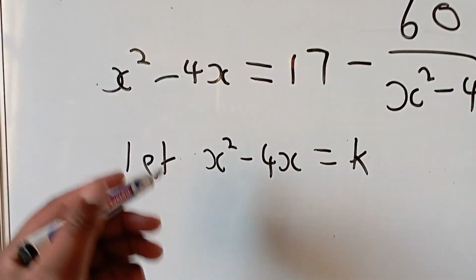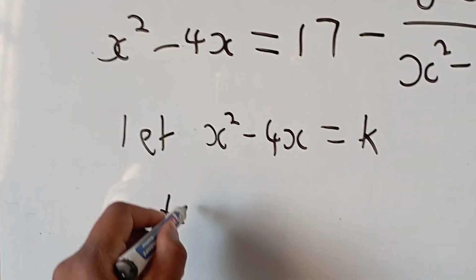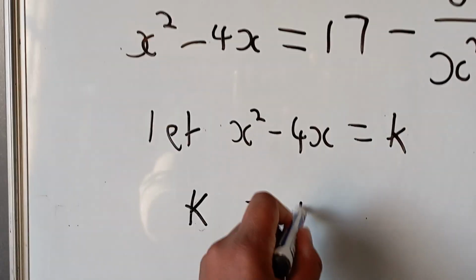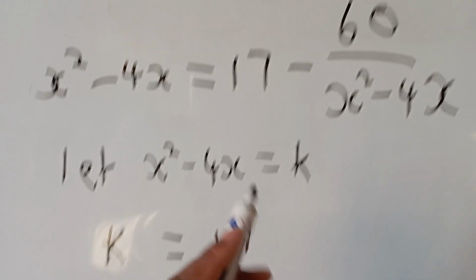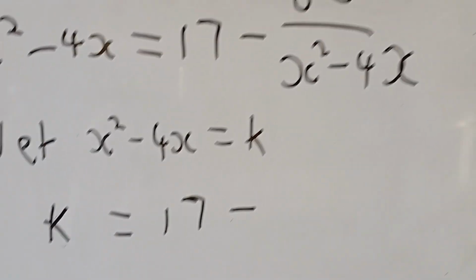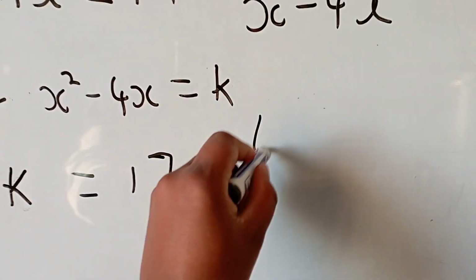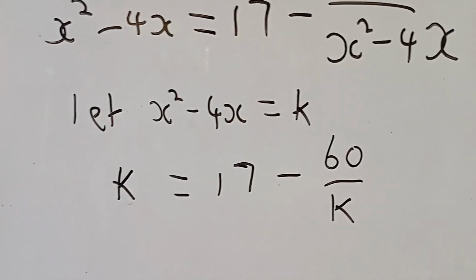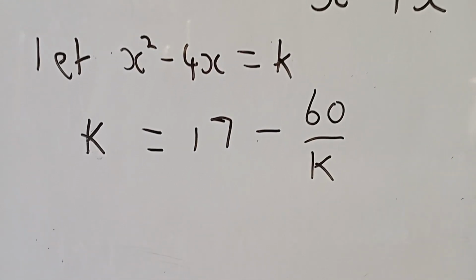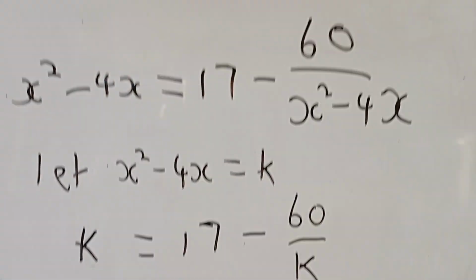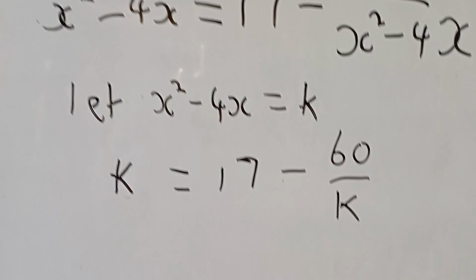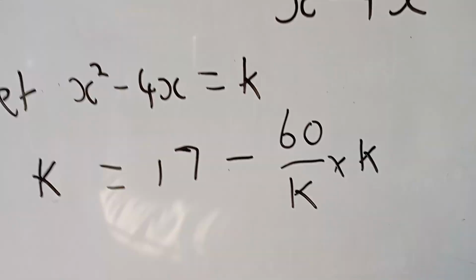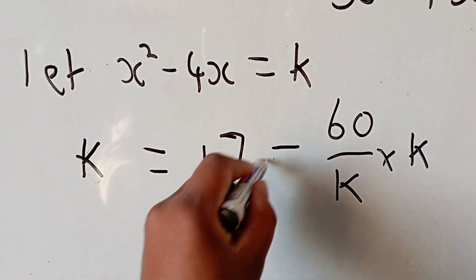Okay? So here we'll have what? k is equal to 17 minus 60 all over k. Right. When it's like this, it looks simpler rather than the complicated part like that. Then we can multiply by k everywhere.